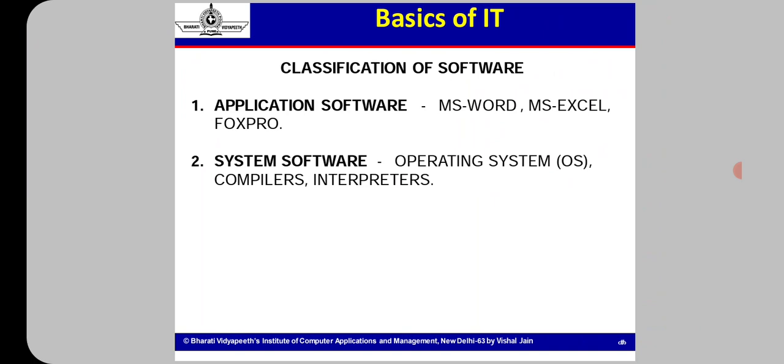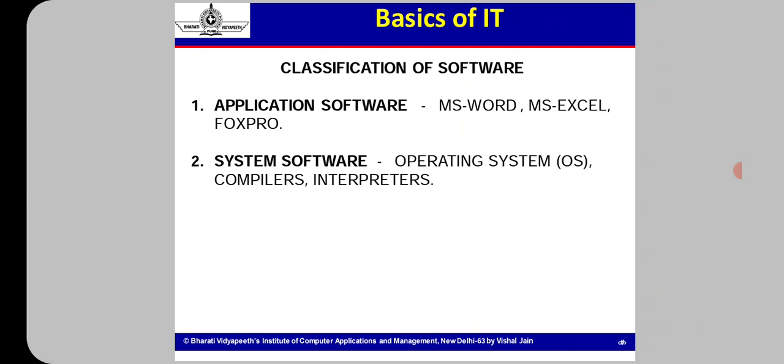Next, another important essay type question which is coming from the third unit is the classification of software or types of software. So what are the different types of software, or what are the classifications of software? It is in the third unit. Generally software is of two types: application software and system software.